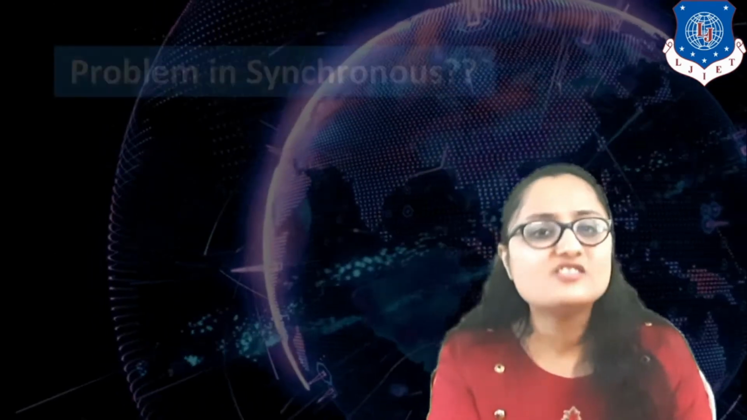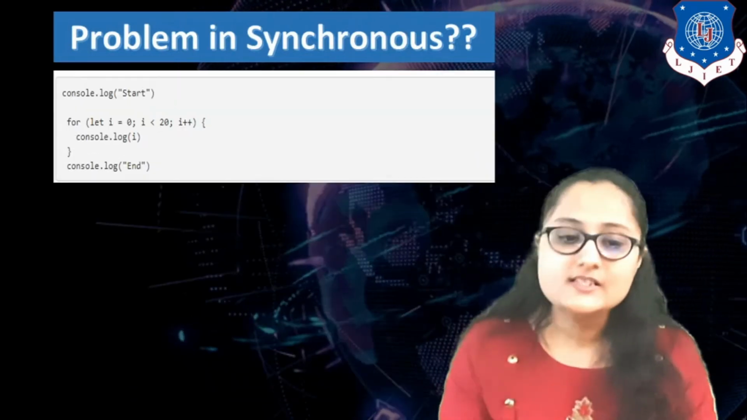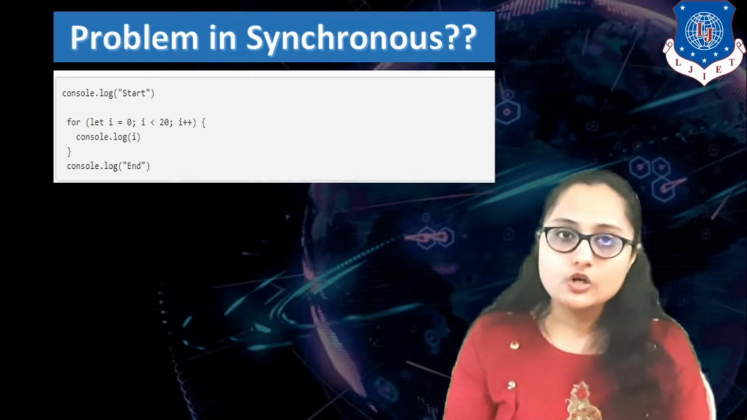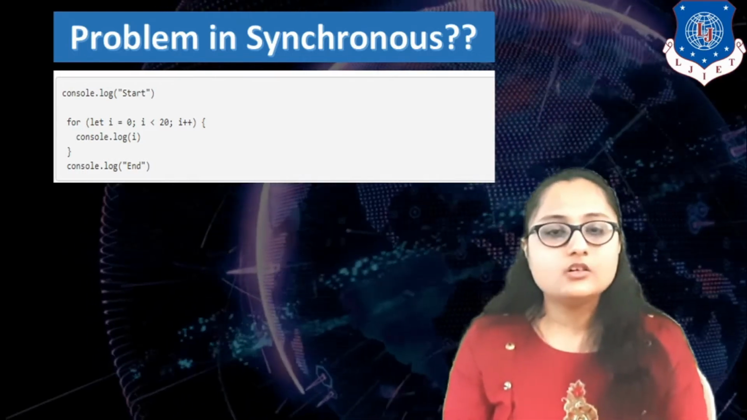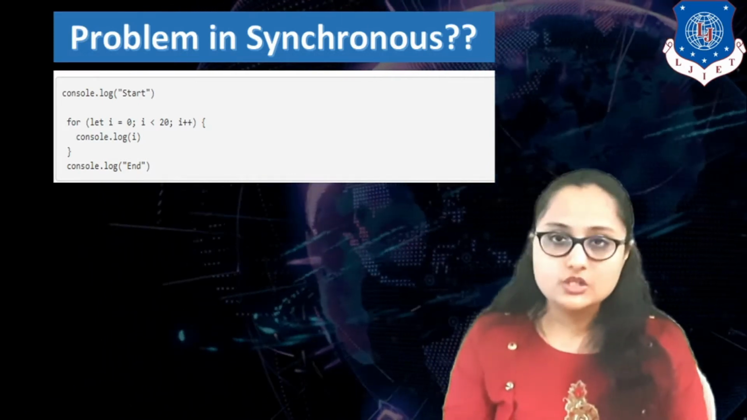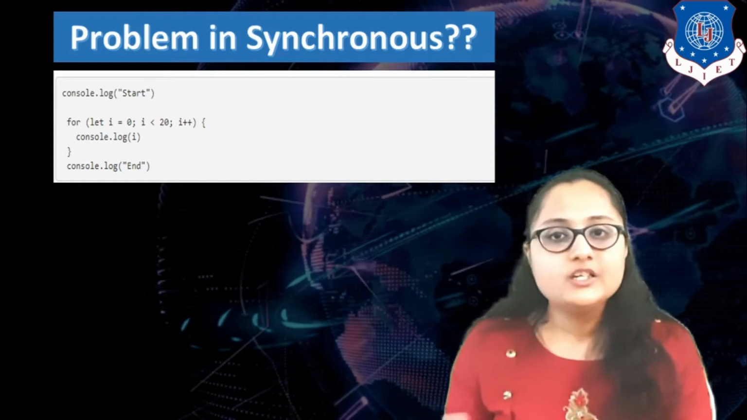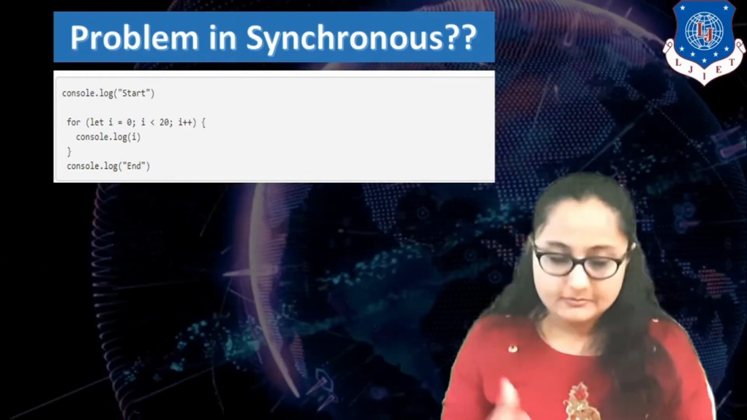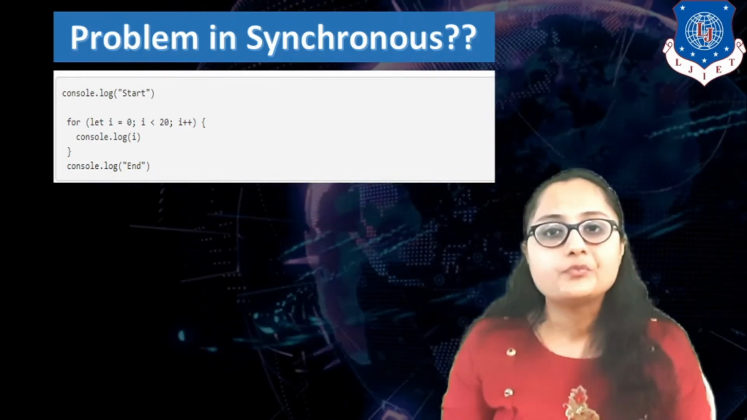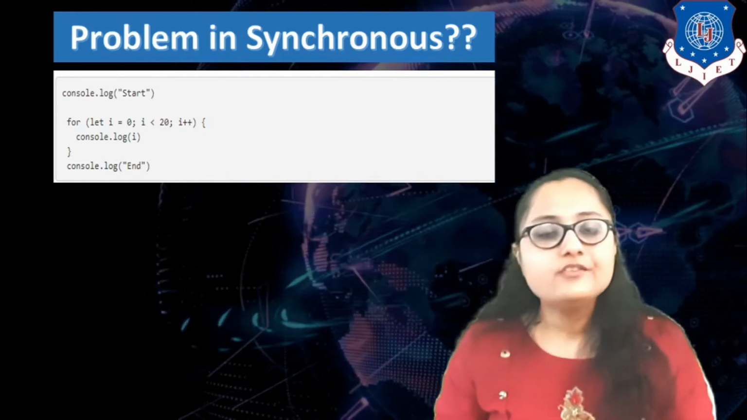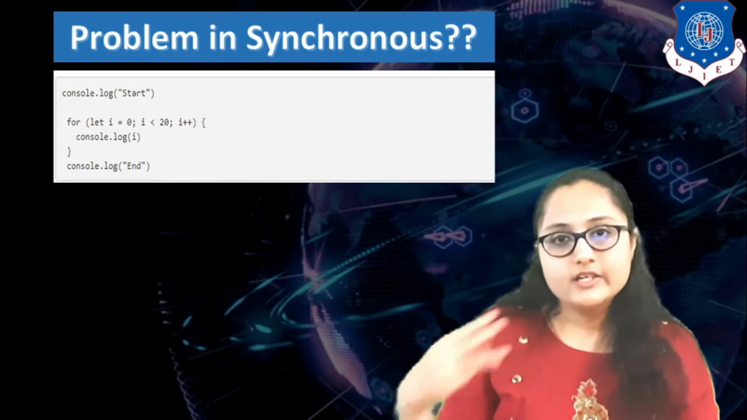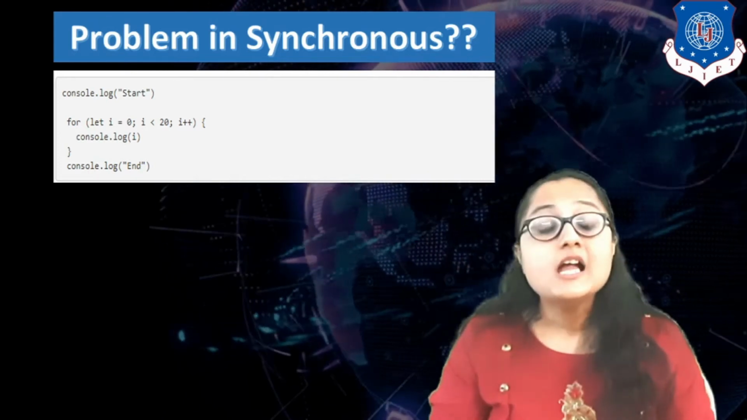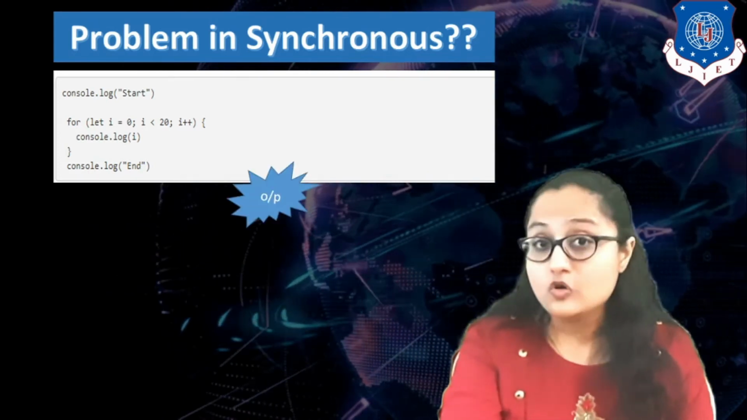So is there any sort of problem in synchronous? Yes. Here you can see an example. I have written console.log start, and after that I have a for loop: for i equal to 0, i less than 20, i plus plus, and I print console.log i. Then I have console.log end. So there are three things I am doing: first printing something, then printing in the for loop, and third printing end. Now, what will be the output of this code?